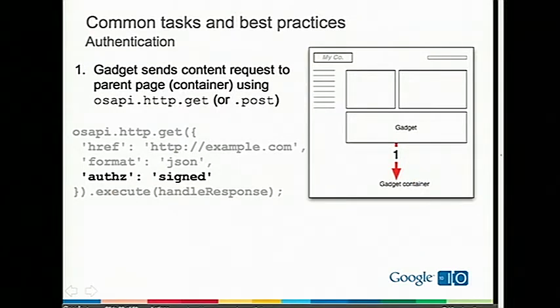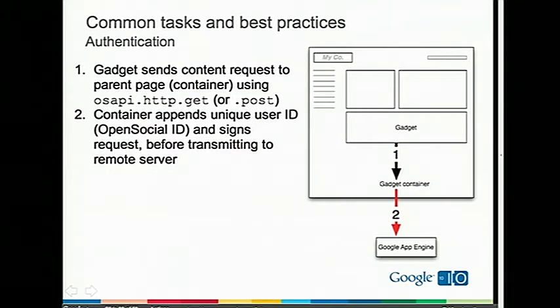And this actually works relatively similarly to how you would fetch data, right? So when we make one of these requests to a remote site, we can actually request that the container append some identifying information to that particular request about the user and about what site it's coming from. And we do that by adding this line here. So we have auth_z signed. And what that does is, when the request gets to the container, it will append a unique user ID for the current user, and we also call that the OpenSocial ID.